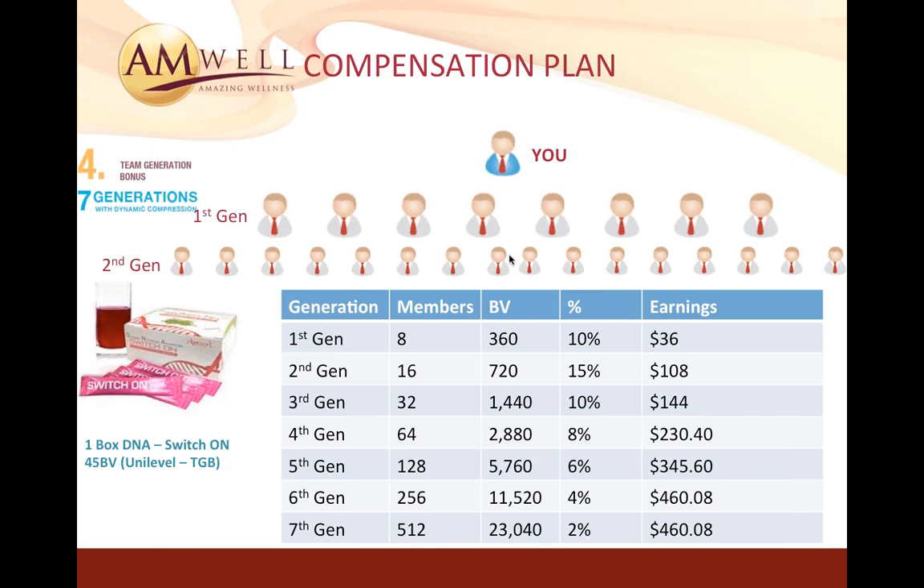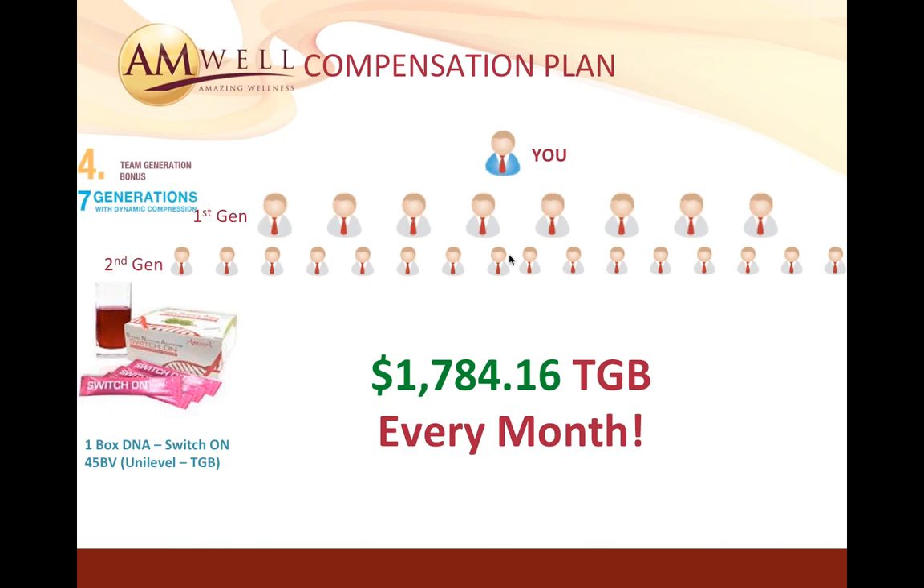And the seventh generation would have 512 members, 23,040 business volume at 2% would also give you $460. So if you add everything up, that's $1,784.16 in TGB paid every month, as long as these people are staying active.